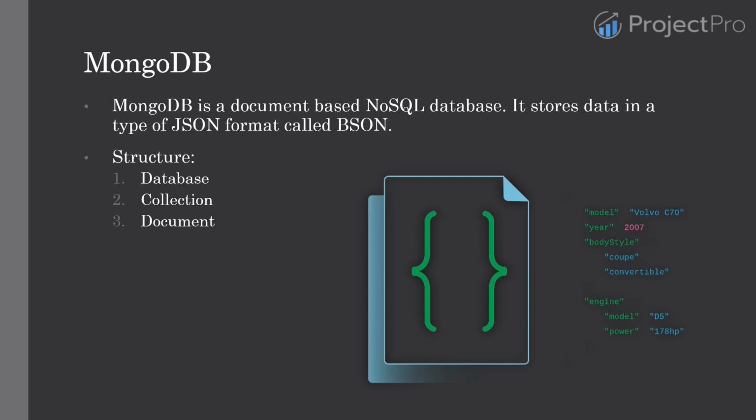Then comes the collection. You can relate a collection to a table in a relational database, just the naming convention is different. So a collection is just like a table in a relational database, and this collection exists within a single database. But the main thing is that it does not enforce a specific schema.